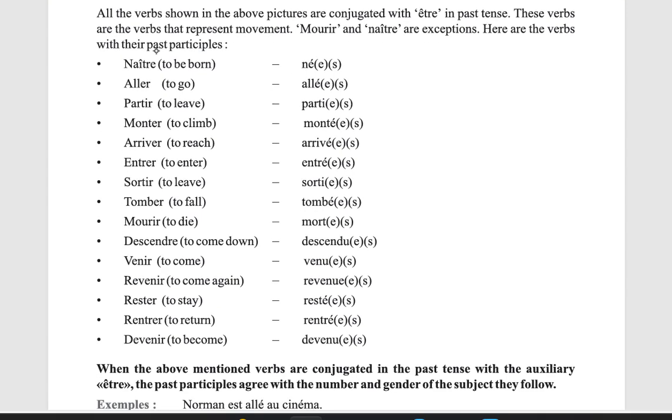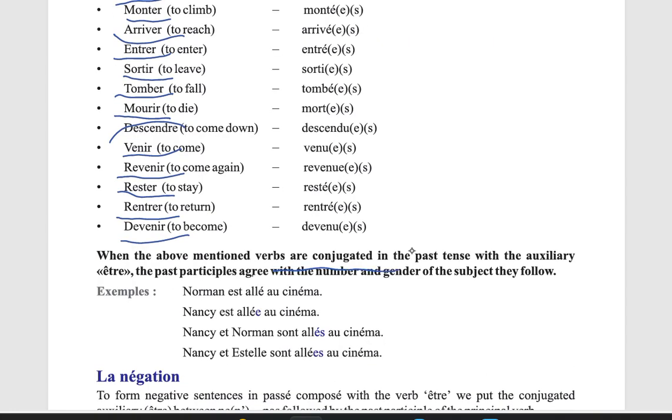So these are the verbs. Naître, aller. Now some of the verbs are not in that picture. So you have to see the naître, aller, partir, monter, arriver, entrer, sortir, tomber, mourir, descendre, venir, revenir, rester, rentrer, devenir. Okay, so when the above mentioned verbs are conjugated in the past, you have to use auxiliary verb être. Okay, so how to do that?